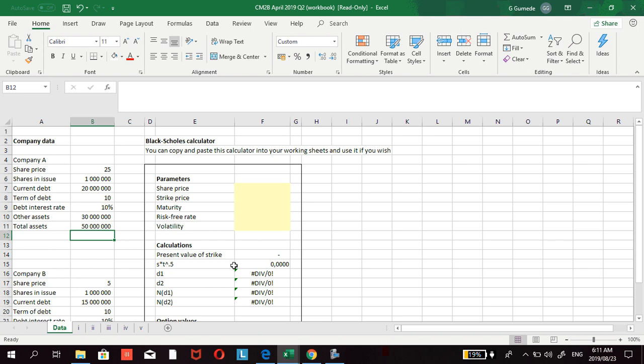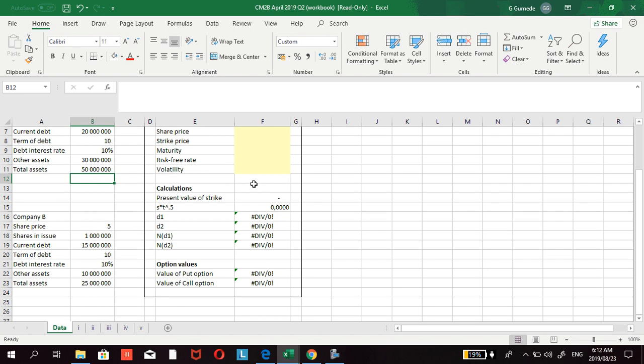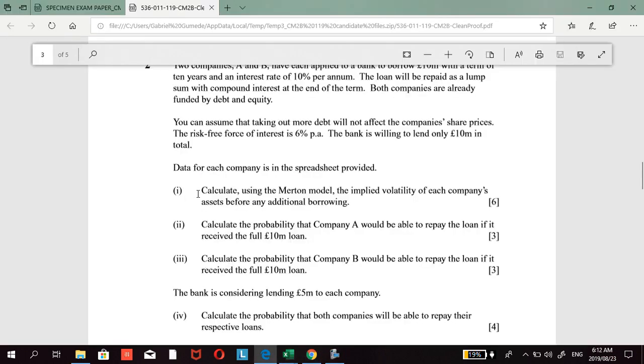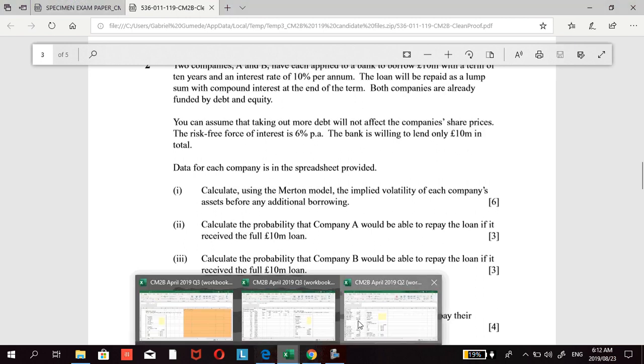Now, you are also given the Black-Scholes calculator. Now they say you can copy and paste this calculator into your working sheet and use it if you wish. And here you are given share price, strike price, maturity, risk-free rate, volatility. Let's read the first question. Now, the first question says calculate using the Merton model the implied volatility of each company's asset before any additional borrowing. So let's go to our spreadsheet and see what is happening now.